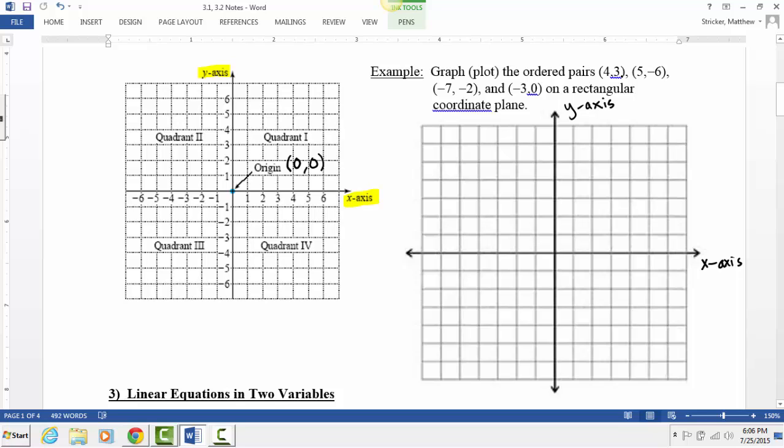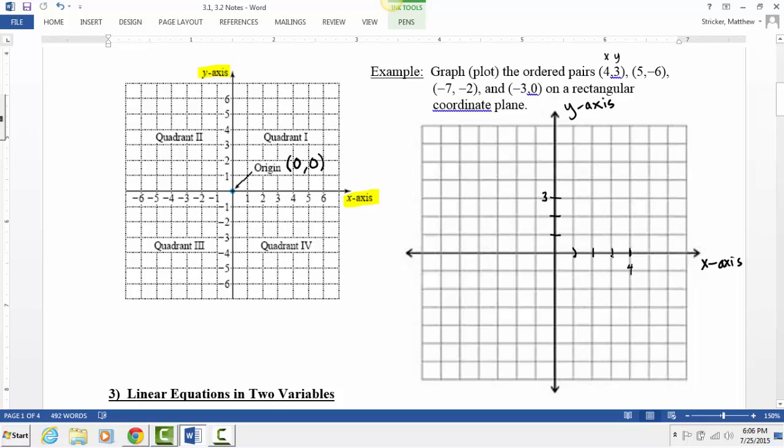So let's graph some points. We have the point 4, 3. Remember, x is 4, y is 3. So on the x-axis, we go over 4. 1, 2, 3, 4. That's right there. This is 4. I'm not going to label every tick mark. I don't think that's always necessary. And then on the y-axis, y is 3, so we'll go up 3, because remember our positive numbers are up, so we go up 3. 1, 2, 3. There's 3.